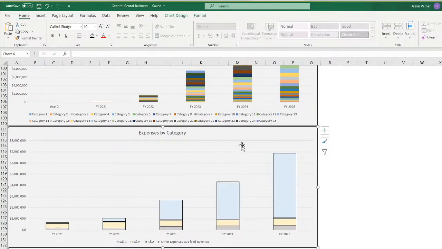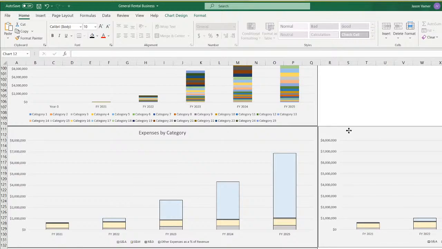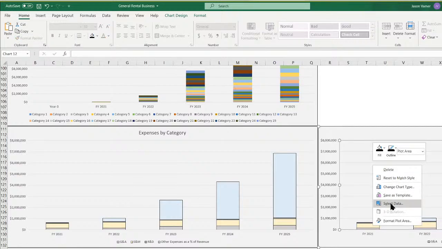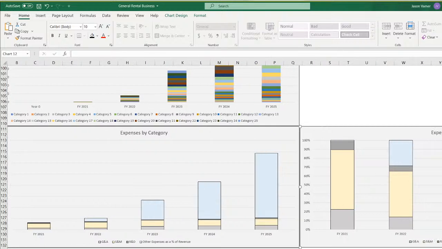Maybe we can add like an expense by category percentage. So on this one we could do the same chart, but let's make it a percentage of the total. So now each year you can see the percentage. Expenses by category, percentage of total.